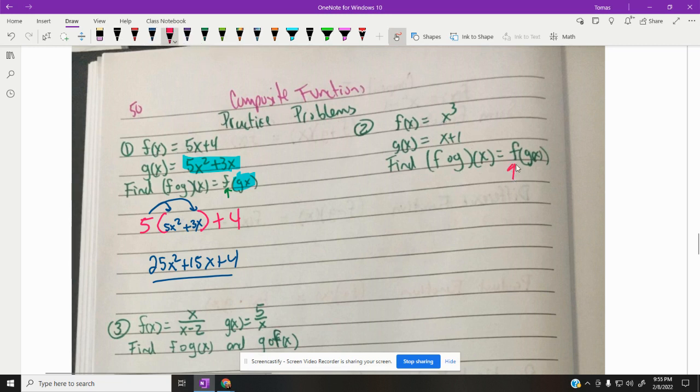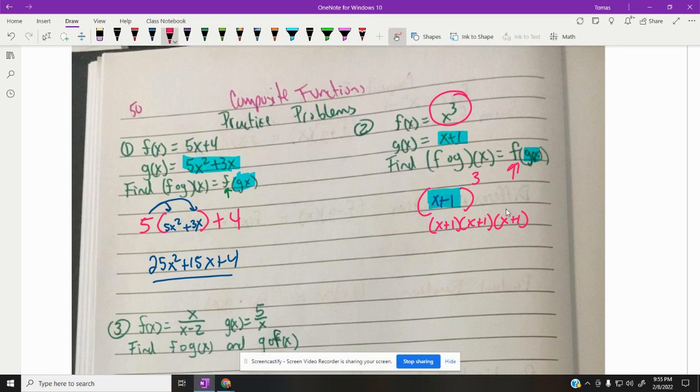So like right here, F is on the outside, so I'm writing parentheses to the power of 3. Now, what is inside the parentheses is g of x, so that means this goes inside right here, which would be x plus 1. Now, again, I could expand this out, multiply. What I mean is, this is actually saying x plus 1 times x plus 1 times x plus 1, right? Because it's the power of 3.